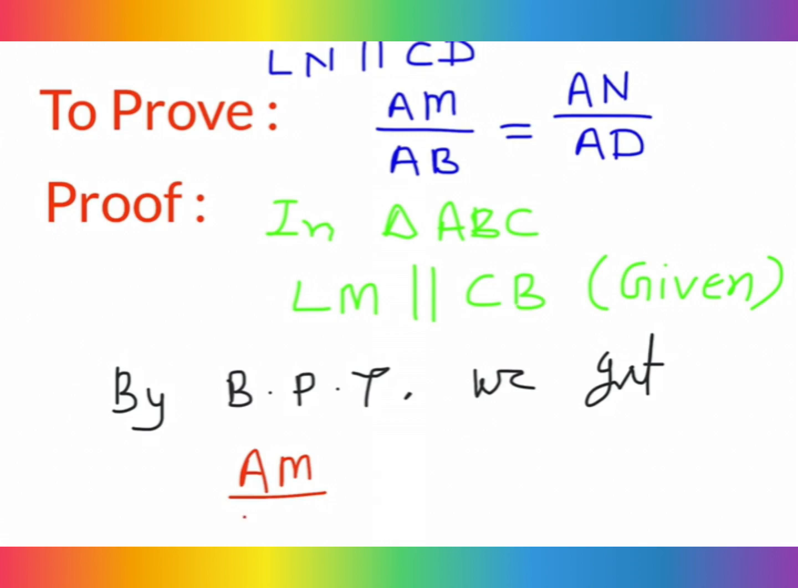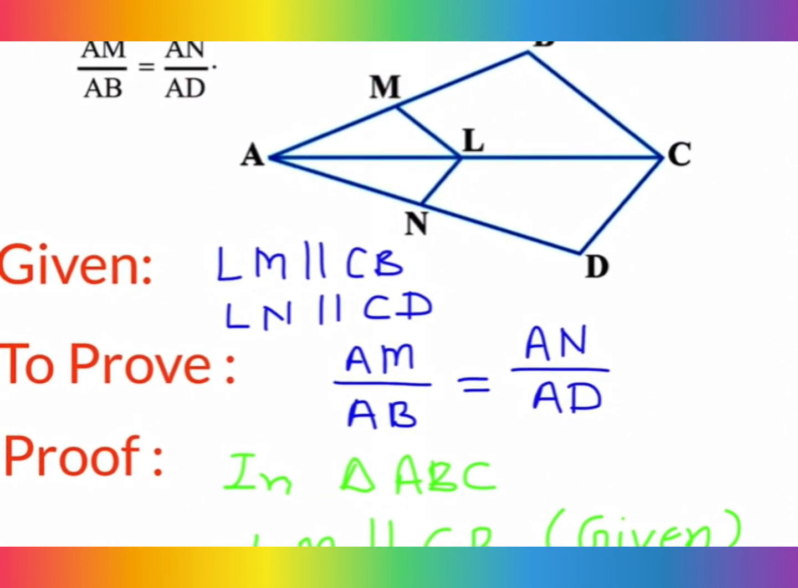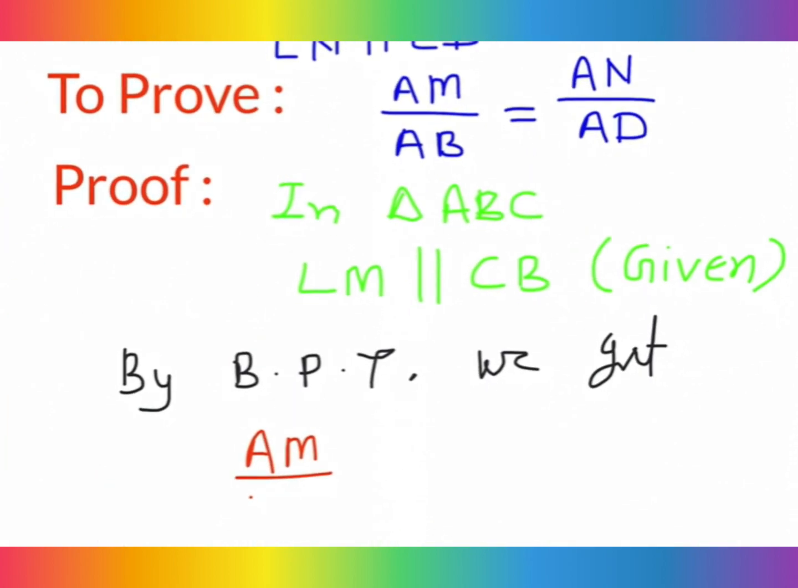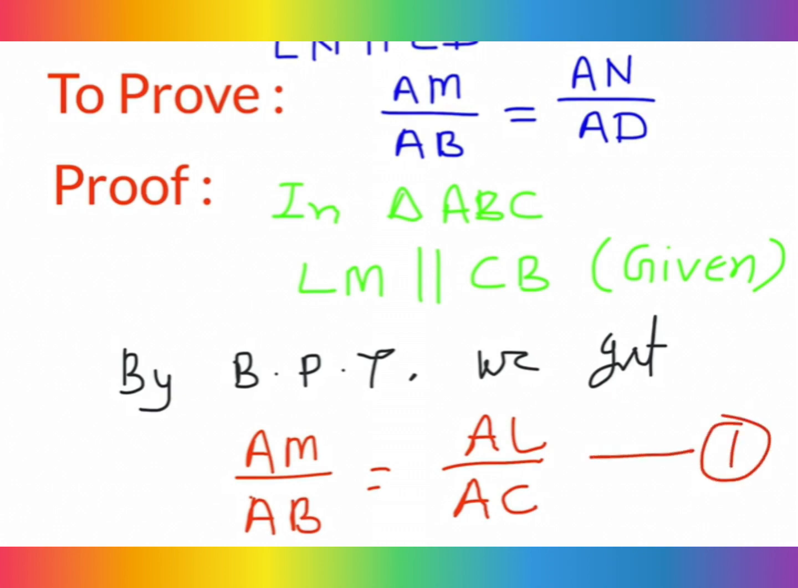Here you see just AM divided by AB. AB means you can observe this is the whole side AB. So you will use only AM divided by the whole side AB, and in the same way AL divided by AC. So you will write this as equation number 1: AM divided by AB equals AL divided by AC.